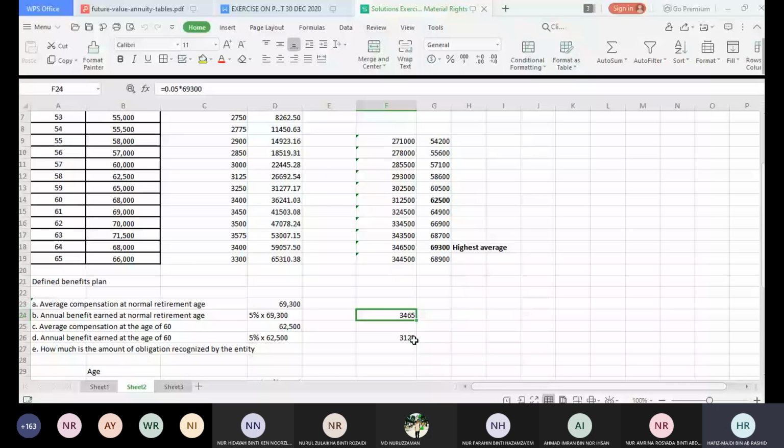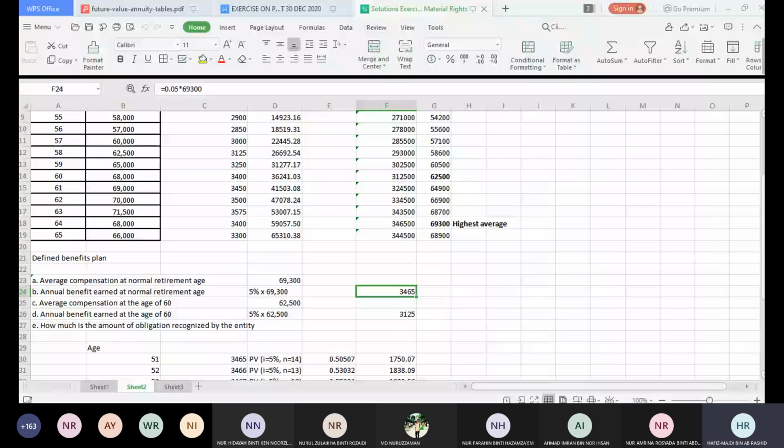Okay, so that is quite straightforward to the figures in the table. Now let us assume that Mr. Ahmad is expected to retire at the normal retirement age. That means Mr. Ahmad will earn every year 3465, because we are assuming Mr. Ahmad will retire at the age of 65.